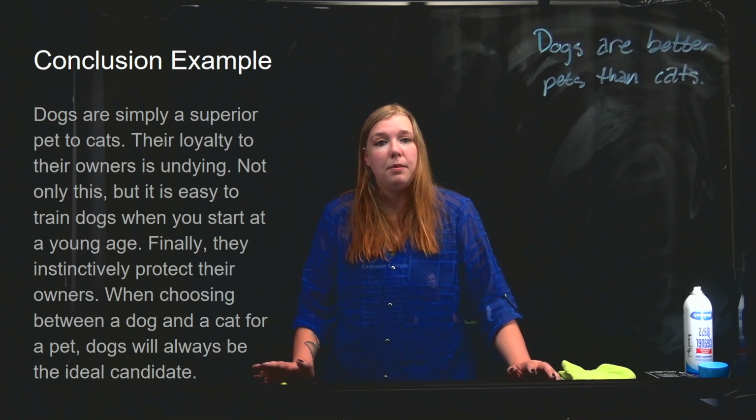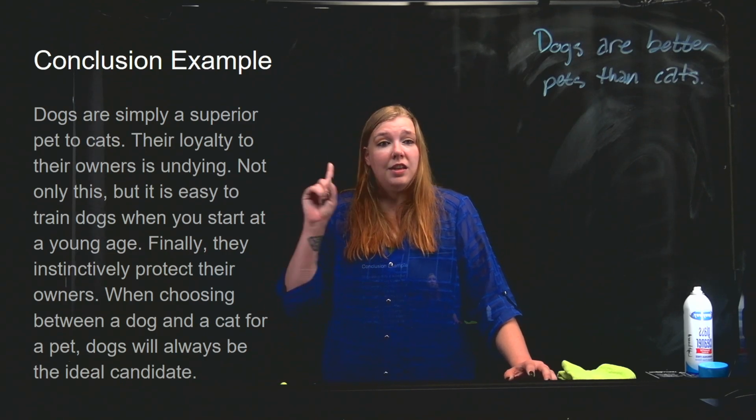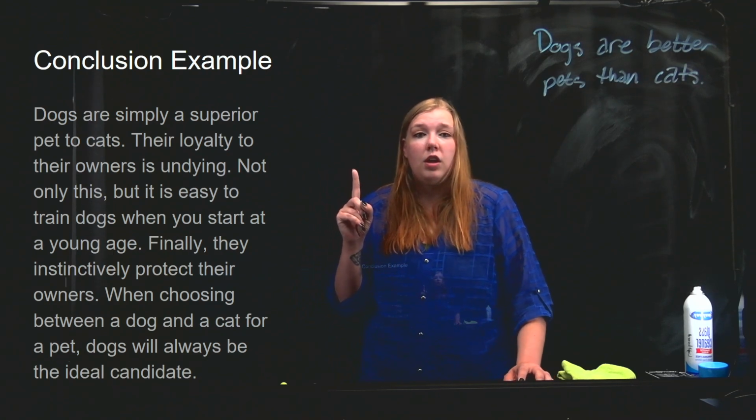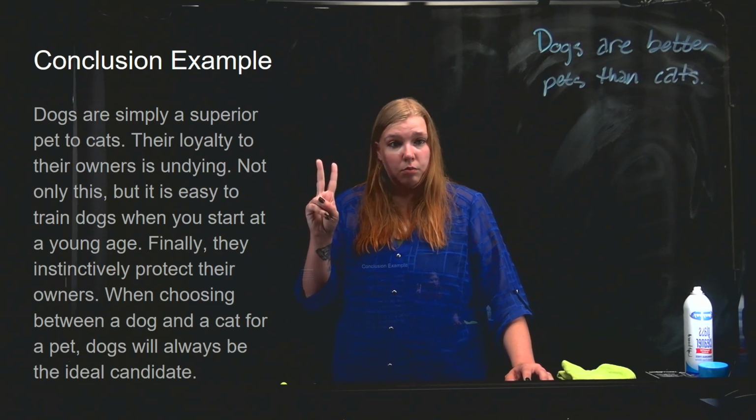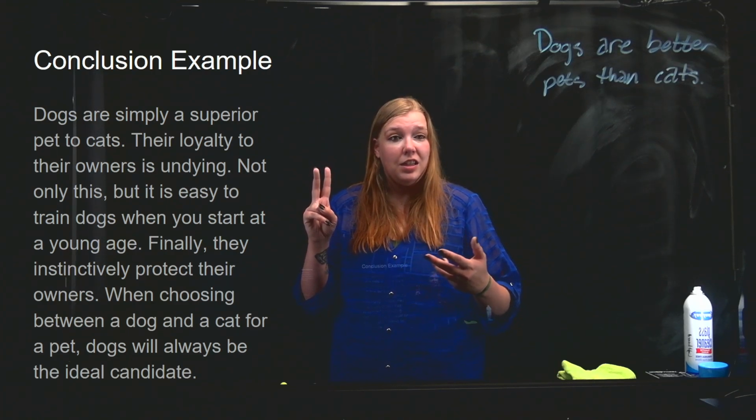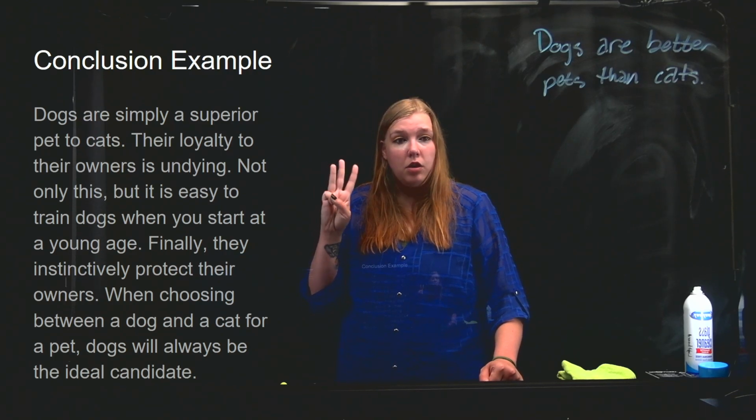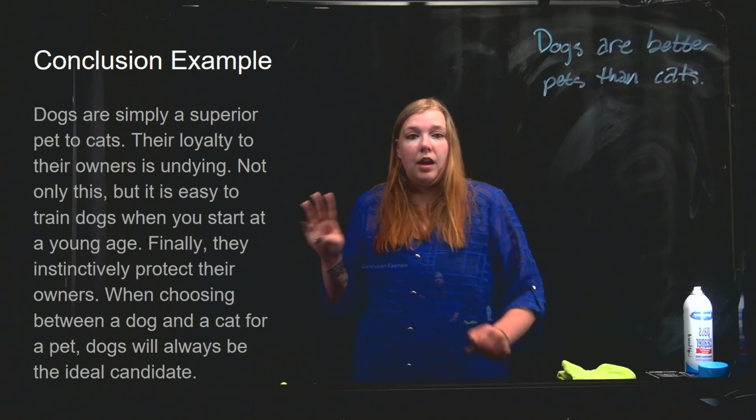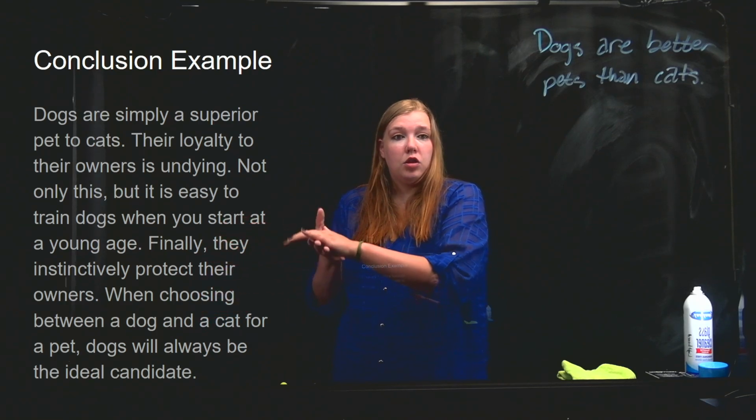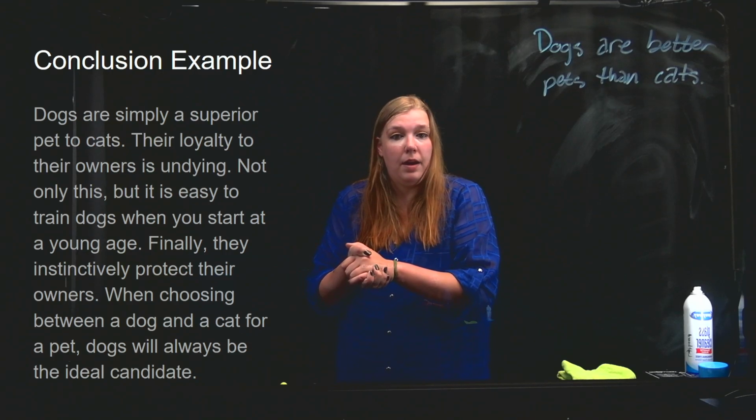Now I'm going to go into my summary and hit on those main points. Their loyalty to their owners is undying, point 1. Not only this, but it is easy to train dogs when they start at a young age. Point 2. So I probably discussed how the young age played a factor in it in the essay somewhere. Finally, they instinctively protect their owners. Point 3. And we have effectively summarized the whole essay and just reminded the reader, hey, these are my main points. This is what I want you to take away.